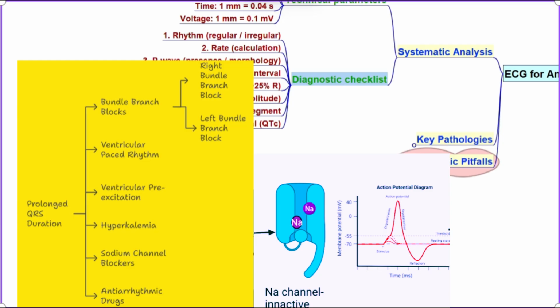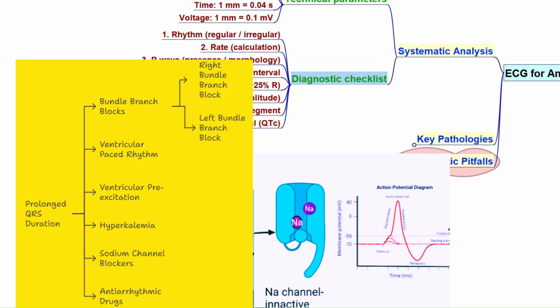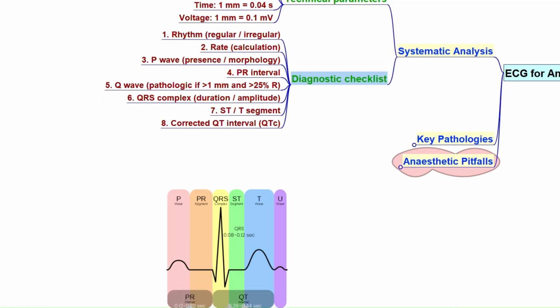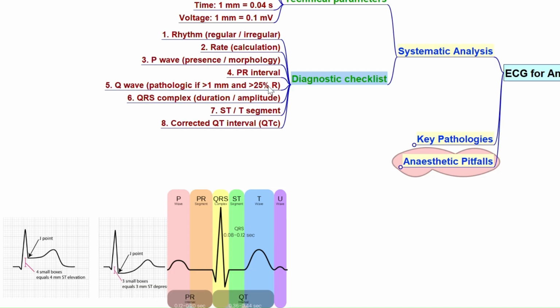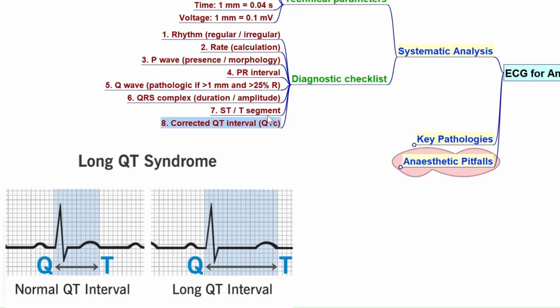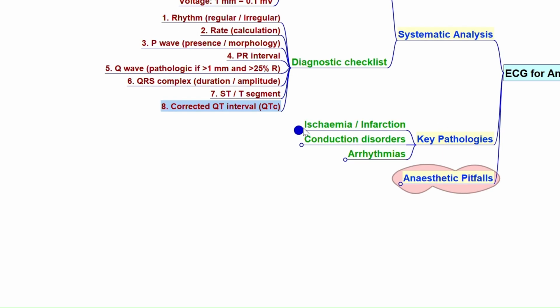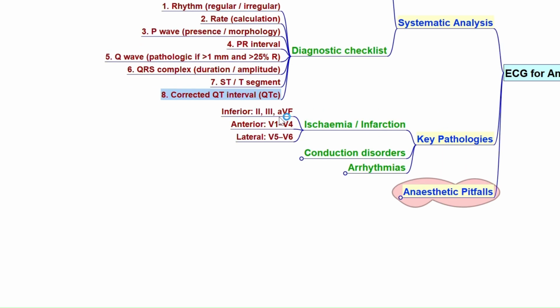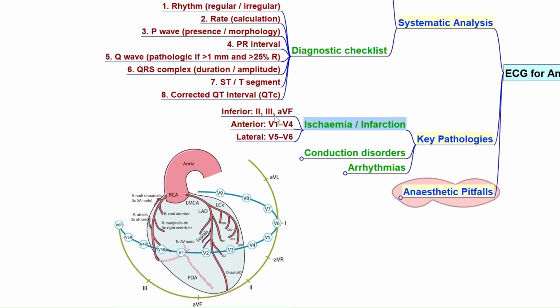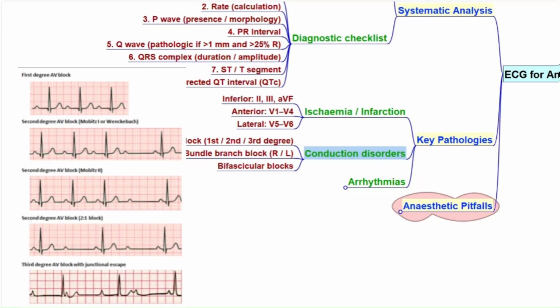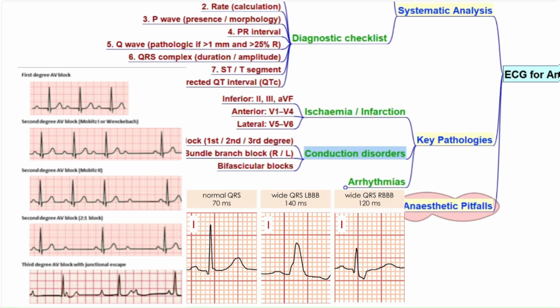Then we assess the ST segment and T wave, looking for signs of ischemia or repolarization abnormalities. Finally, we assess the corrected QT interval to detect the risk of torsades de pointes. For key pathologies, the 3 emergencies to recognize are ischemia and infarction in different territories, anterior, inferior, and lateral. Conduction disorders include AV block, bundle branch block, and bifascicular block.